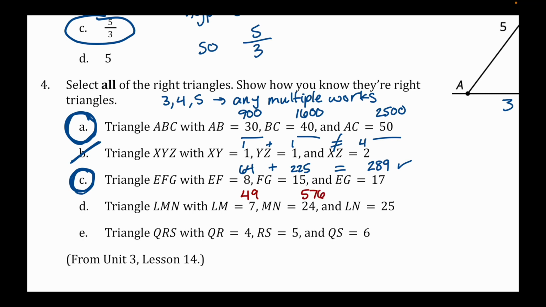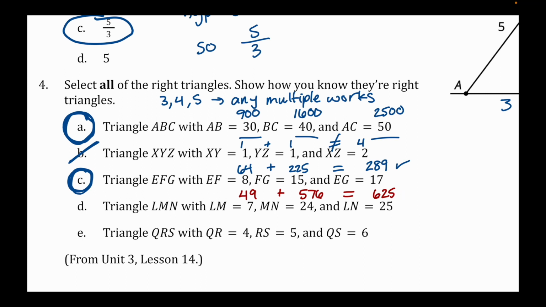And 25 squared is 625. And if you add up 49 and 576, you get 625. So D also works as a set of Pythagorean triples, or it just makes a right triangle.